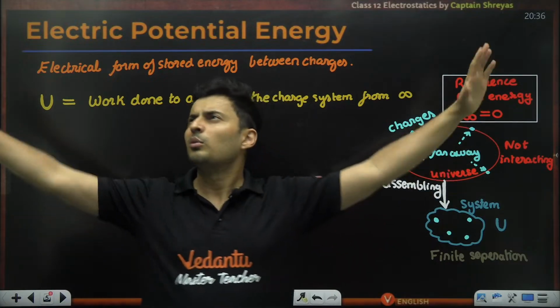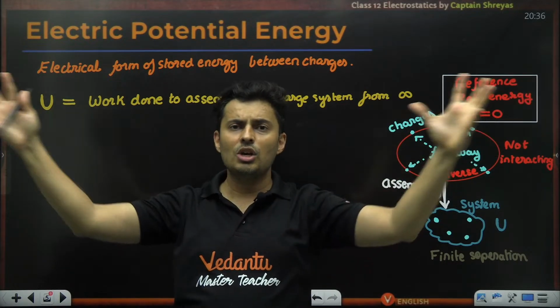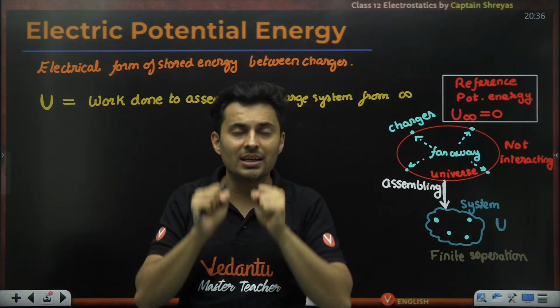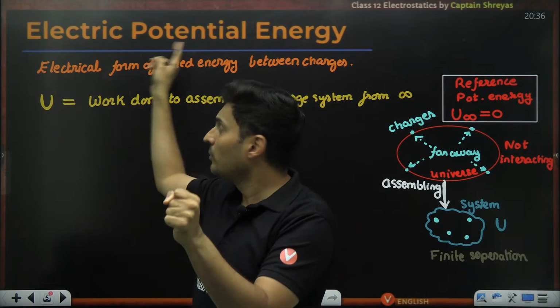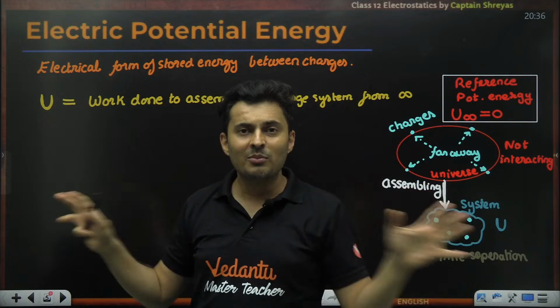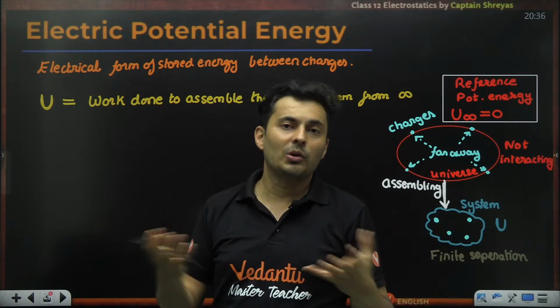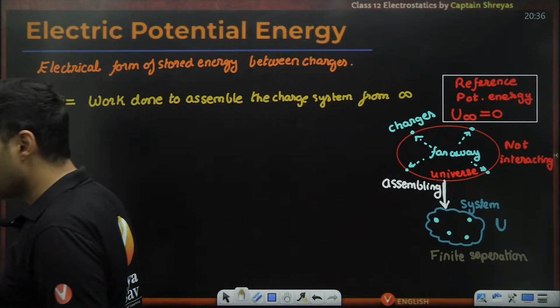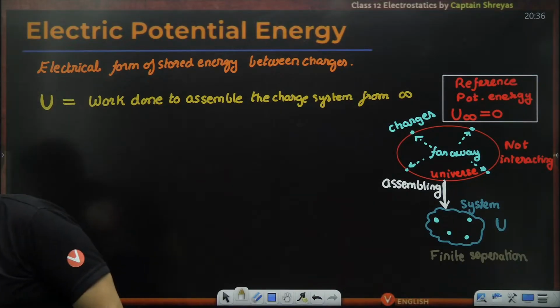These charges were chilling out at infinity. You assemble them, you did some work, whatever work you did got stored in the form of electrical potential energy. The moment you release them, zoop, they will start moving everywhere, and we know that the potential energy is getting used. Is that absolutely clear, everyone, till this particular point?